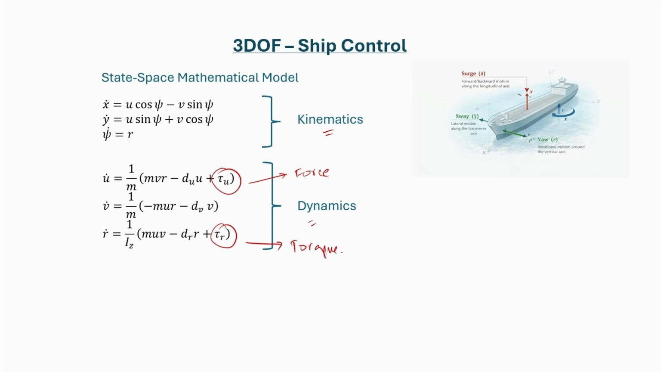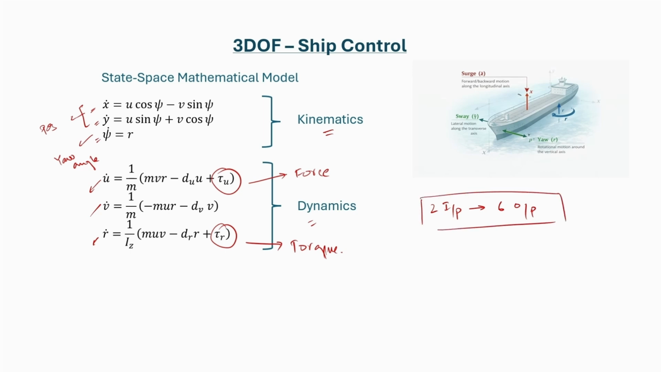Okay, and we have 6 measurable states. We have x, y, psi. So these are associated with the position. This is yaw angle. Okay, u represents surge velocity, v represents sway velocity, and r is the yaw rate. So we have a 2 input and 6 output system. This model is an underactuated system.